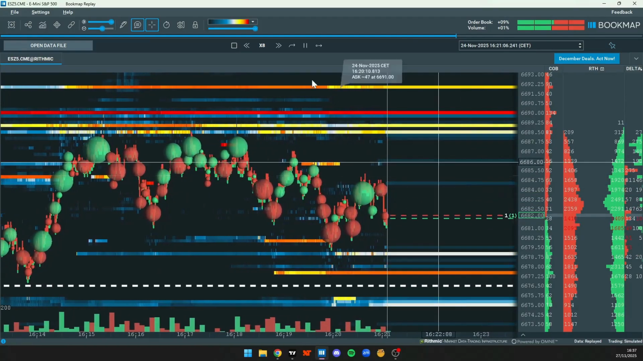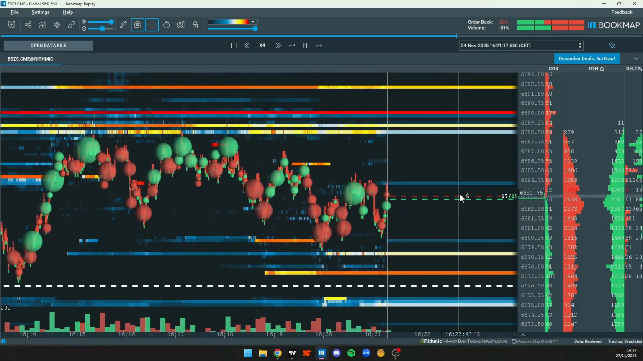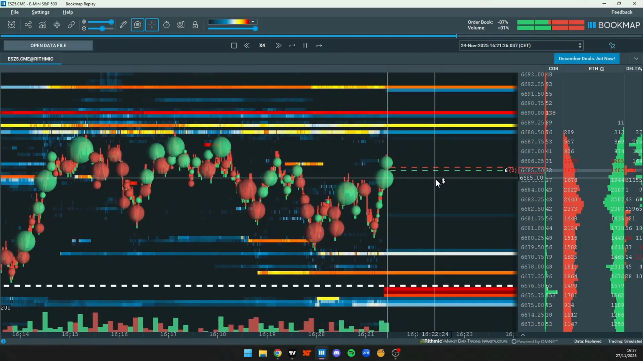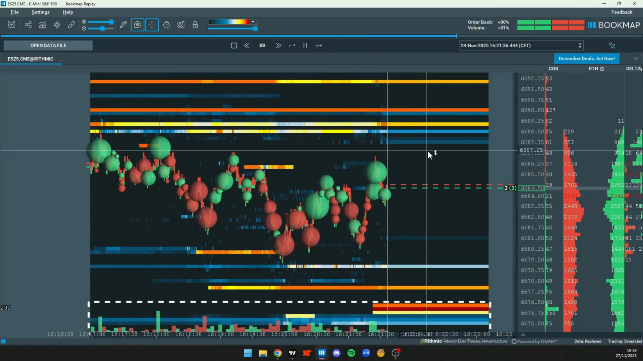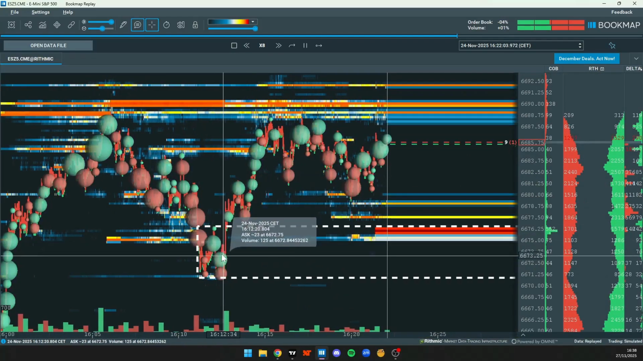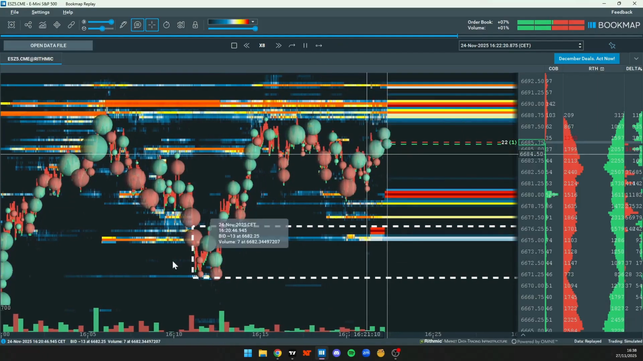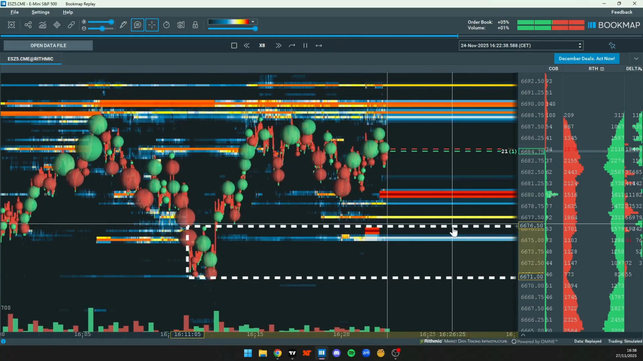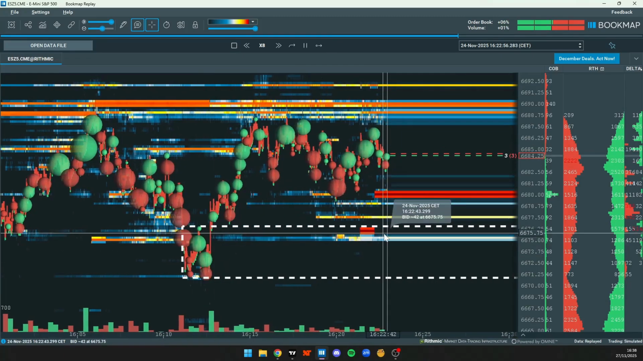So price is returning slowly into our range. It's getting very close by. Let's speed it up a little bit more and see when price returns into our range. As you can see right here, you can see the aggressive buying stepping in, then a nice push to the upside, also a nice consolidation range, which is just a beautiful range to be trading from off the Bookmap.